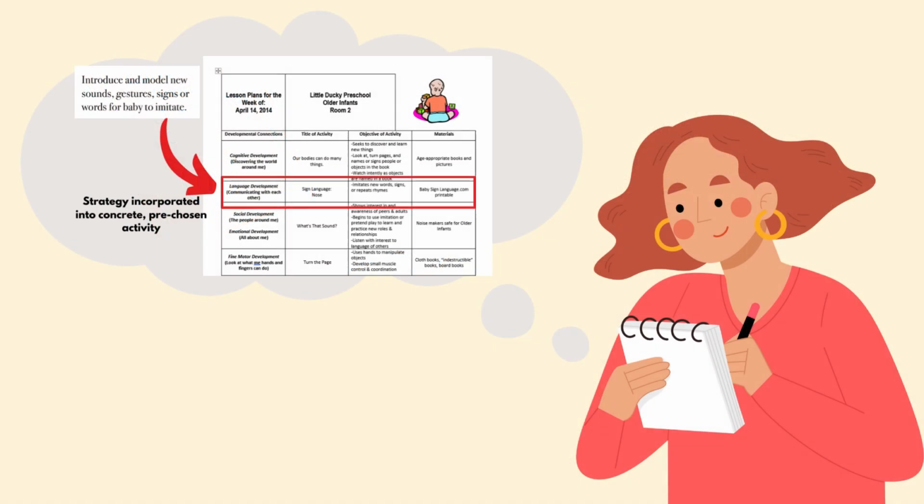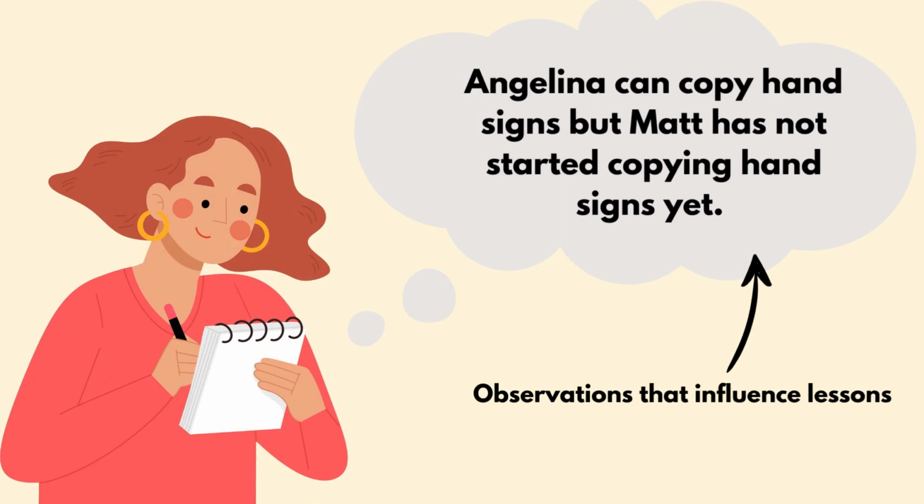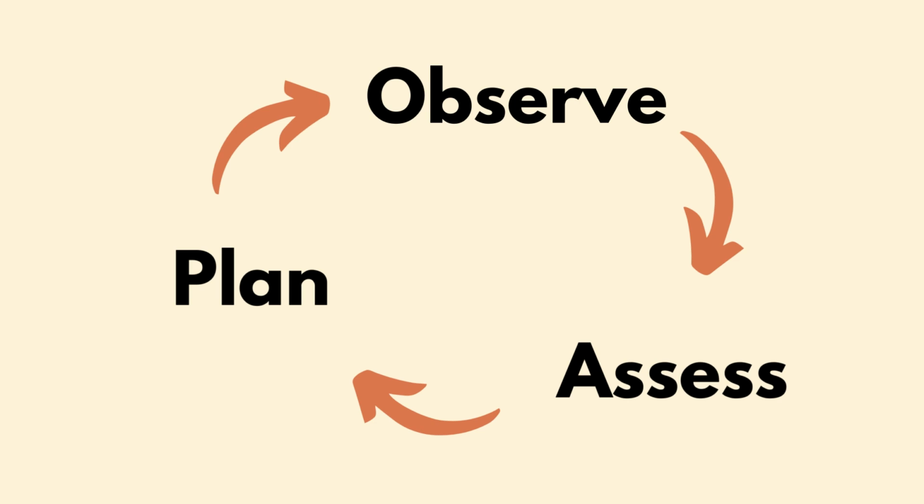By planning ahead, teachers can also ensure that they're better able to observe what children know and assess children's growth as a result of the lesson. This phenomenon is called the observe, assess, and plan cycle. Let's talk more about each of these actions. Observation is the first step in the cycle.